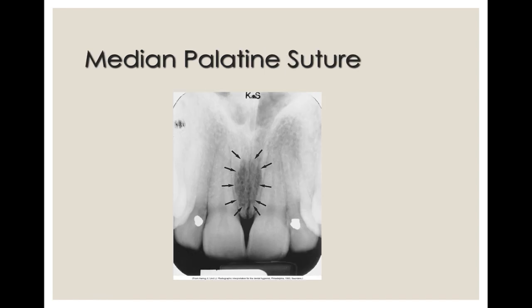Next, we'll go over the median palatine suture. The median palatine suture is located slicing the incisive foramen in half. It is described as an immovable joint between two palatine processes of the maxilla, and it's that thin radiolucent line between the maxillary central incisors. So you can find that right here. So incisive foramen, median palatine suture in the middle, and then you can see right up here, our superior foramina, our two radiolucencies up here.